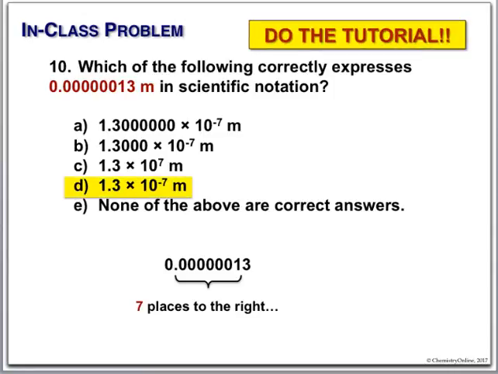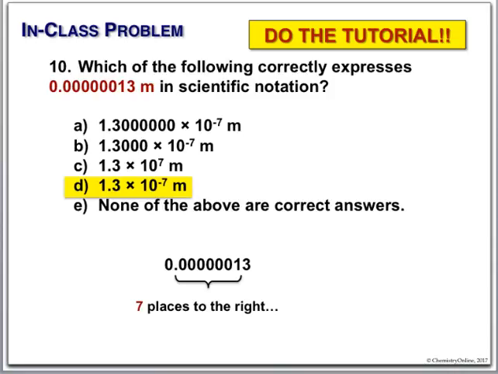Now, this is wrong because remember, none of these zeros are in our original number, so they don't count at all. Same thing with here. This is +7, and our answer is really -7. So look at these carefully. Once again, there's a whole tutorial on this. Spend some time and do it. Any questions?